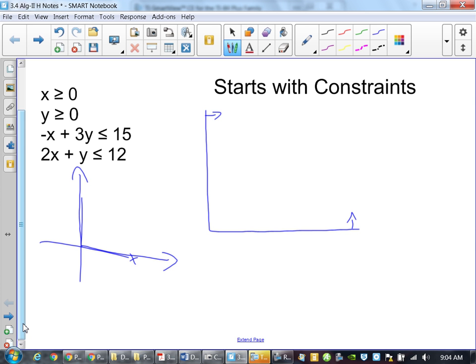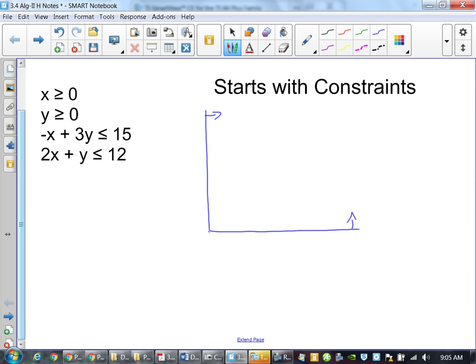Negative 15. My y-intercept at 5. Remember, when you're crossing the y-axis, what's your value of x? 0. When you cross the x-axis, what's your value of y? 0. I'm plugging and chugging. That's all I'm doing. It's called a quick graph.